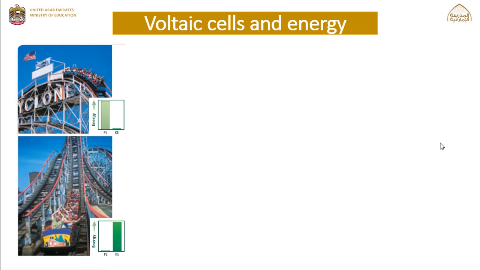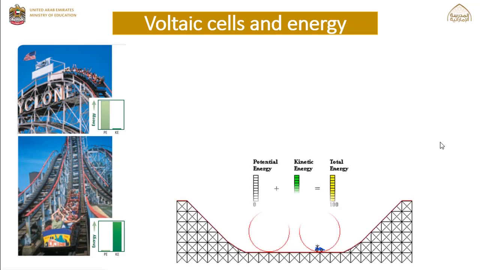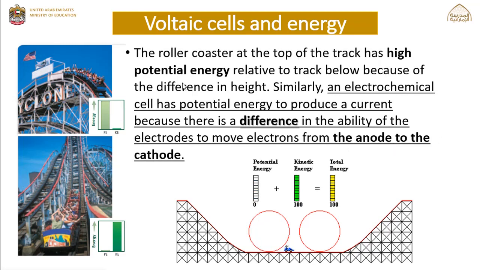See here the energy conversion that occurs in a voltaic cell. Here energy always flows from high potential to low potential. You can see the potential energy will be high for the roller coaster on the top of the track. Whereas when it is at the bottom, it will have less potential energy while it will have the highest kinetic energy. Kinetic energy will be high when it is moving through, and potential energy will be high when it is at a high position.